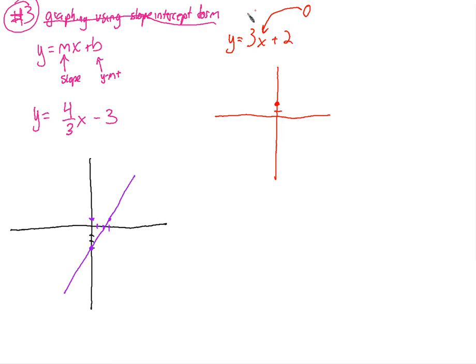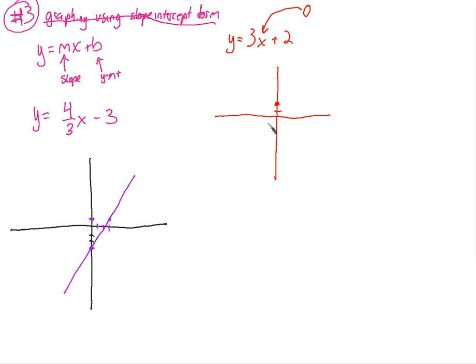So there's just tons of different ways that you could remember that, but one of them is that x is 0, and that eliminates this term. If x is 0, we're on the y-axis, so y is 2. That's where the line is going to cross the y-axis. Okay, so how about this being the slope?